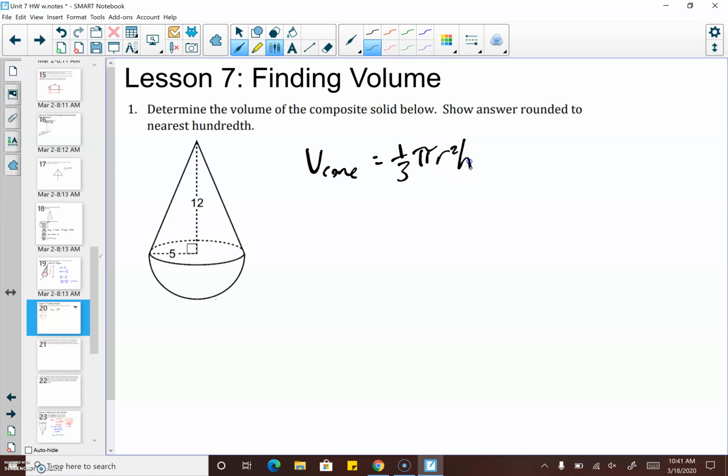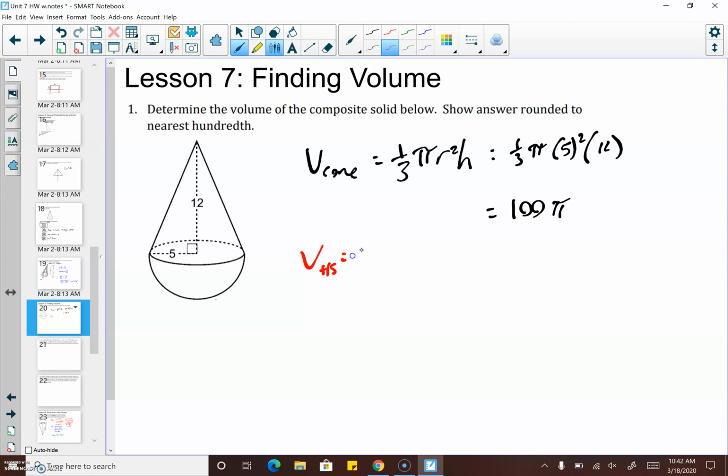1/3 pi r squared h is going to be our cone formula. If we look at what we got here, we have a radius of 5 and a height of 12. So we're going to do 1/3 pi 5 squared times 12. Just to make my life a little bit easier for now, I'm going to keep my answer in terms of pi. So 5 squared times 12 times 1/3, I get 100 pi for my cone.